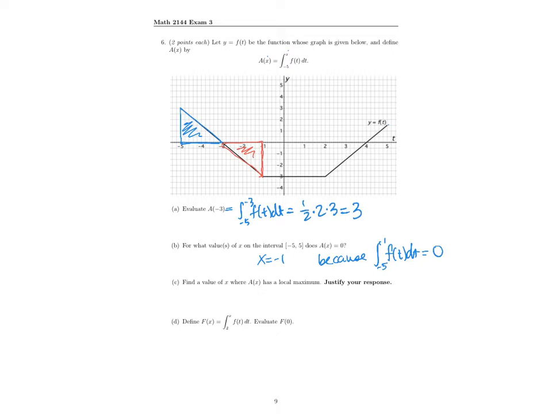On C, it says find a value of x where a of x has a local maximum and justify your response.